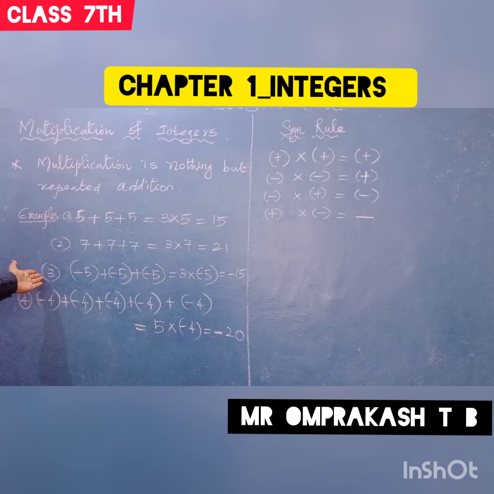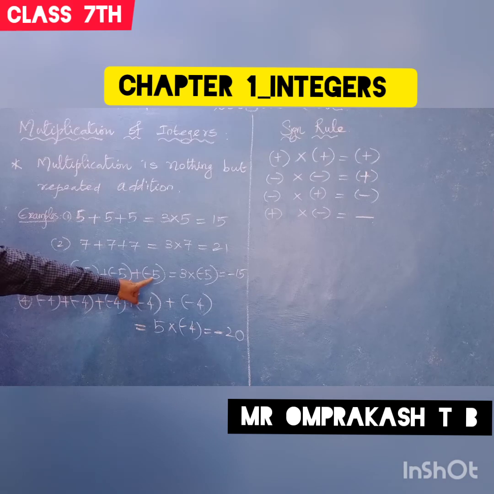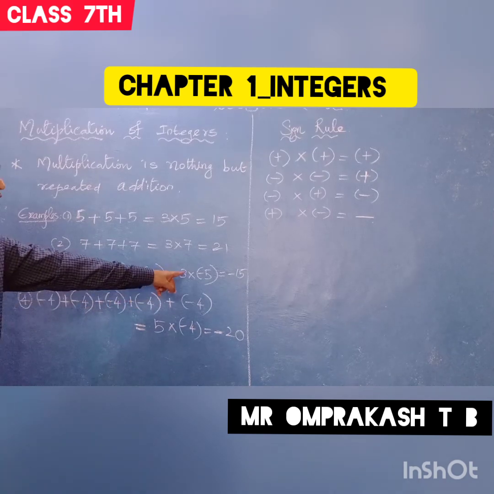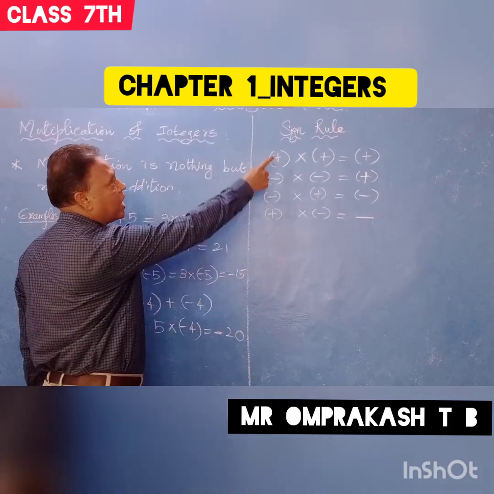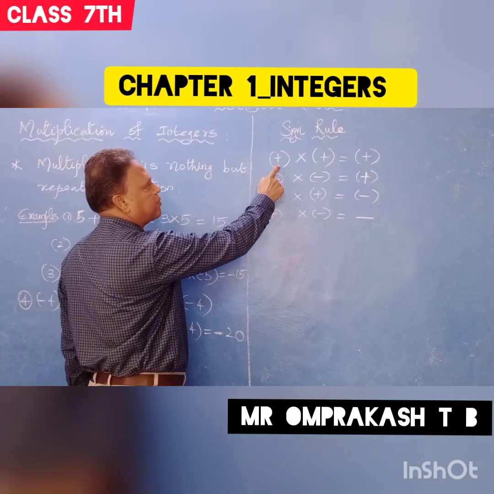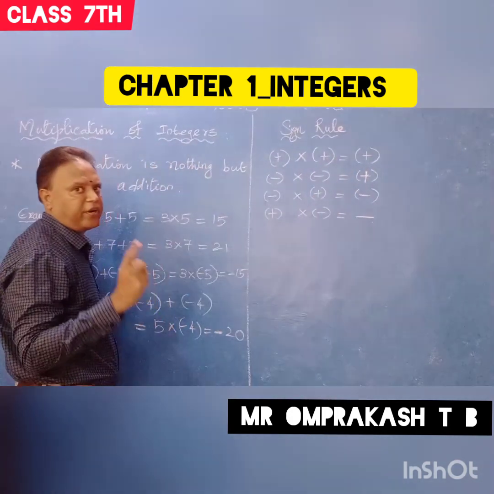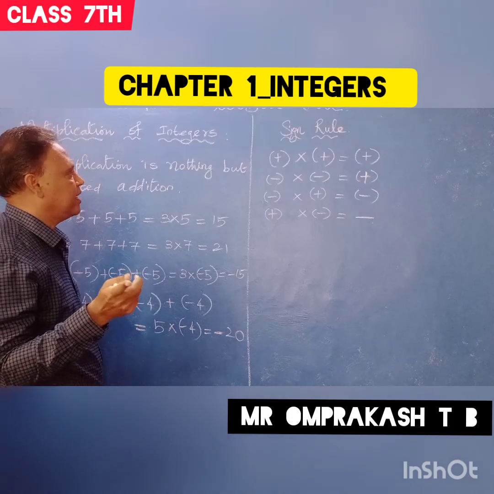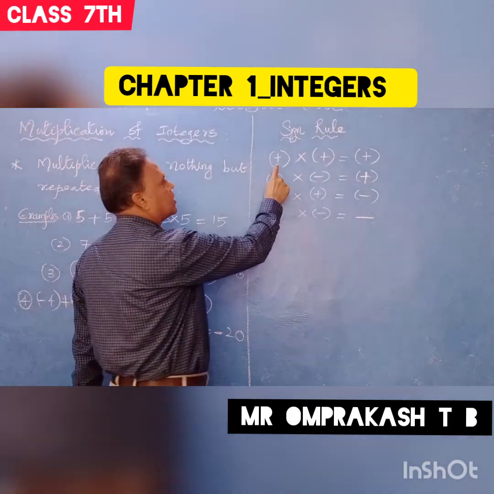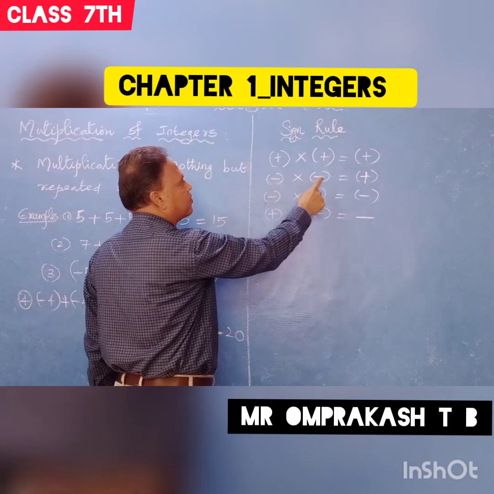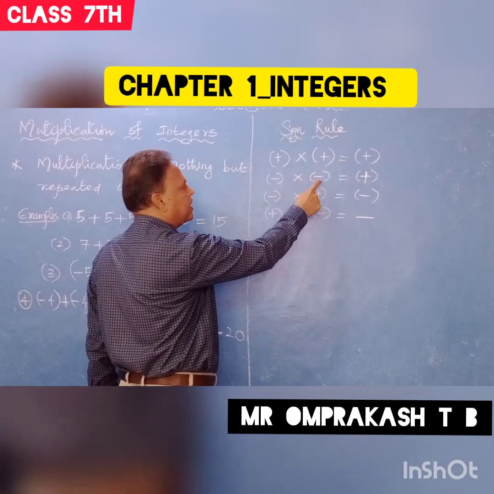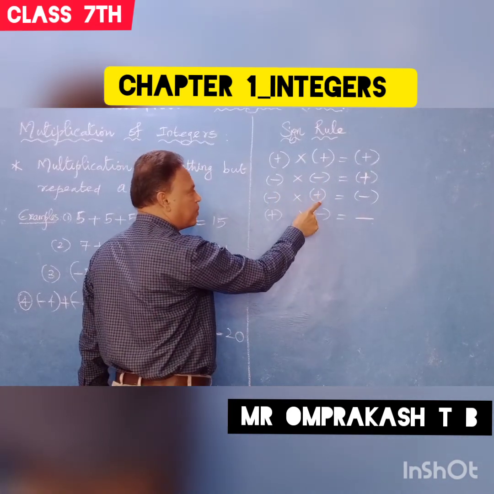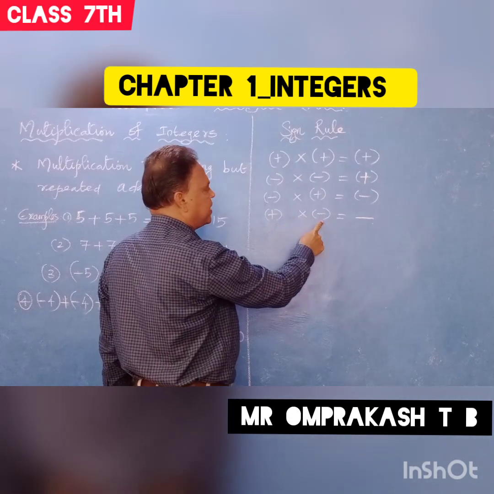In integers also, minus 5 plus minus 5 plus minus 5, how many times? 3 times, that is 3 into minus 5. When you do the product, plus into minus is minus. Apply the sign rule. Always remember the sign rule: plus into plus, plus. Minus into minus, plus. Minus into plus, minus. Plus into minus, minus.